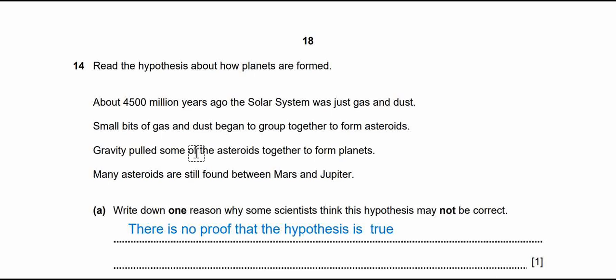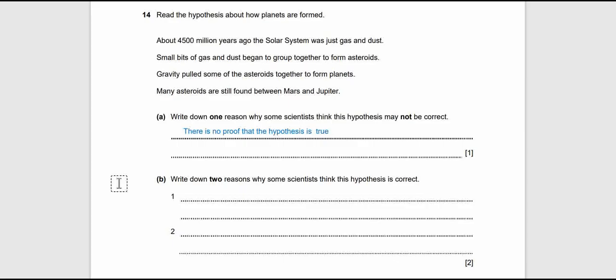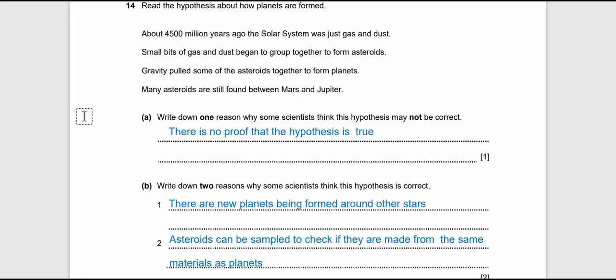Next, we move on to question 14b. 14b says, write two reasons why some scientists think that this hypothesis is correct. 10 seconds from now. Okay guys, time up. Let's check out the answer. So a first reason is there are new planets being formed around the other stars.